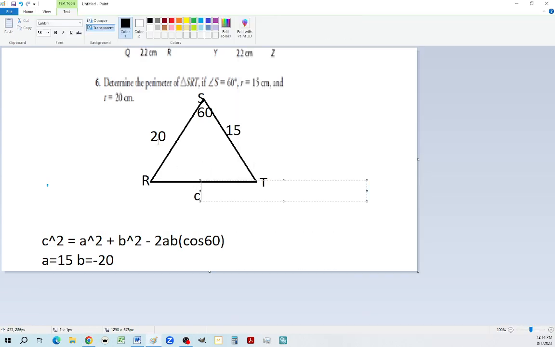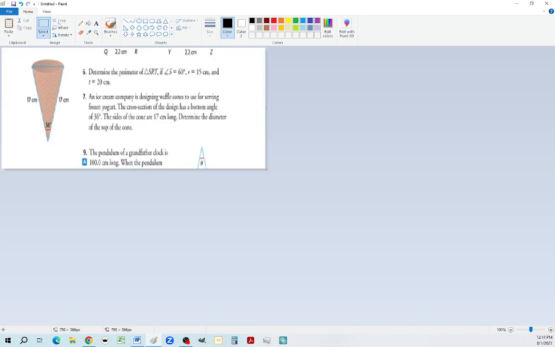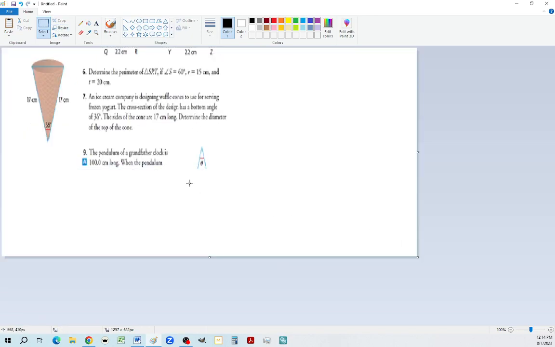Now that I have side c, if they wanted other information, I could continue with the sine law to find the other angles. Let's continue. That was 6. Now we're going to go to 7. We need this cone for 7. And you kind of did the cone. Notice that it's a little confusing because they say the diameter of the circle up top. But if you look carefully, get rid of the image, that's really the blue triangle they're looking for.